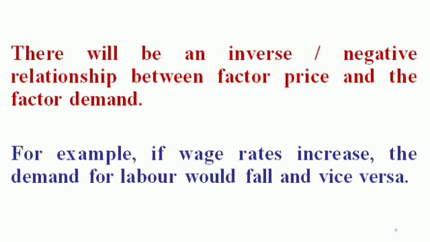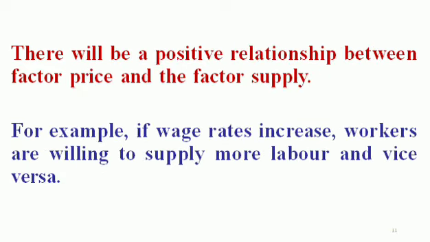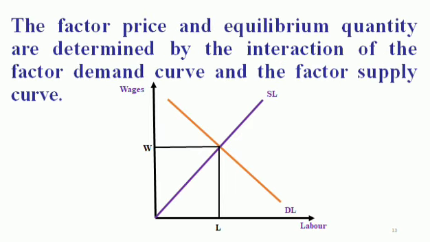There is a negative relationship between the factor price and the factor demand. And there is a positive relationship between factor price and factor supply. The equilibrium factor price and the equilibrium quantity can be determined through the interaction of the factor demand curve and the factor supply curve.